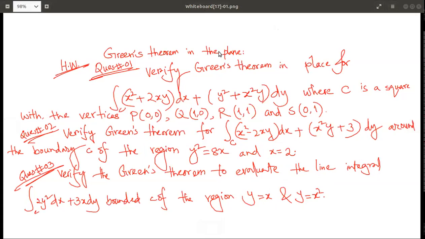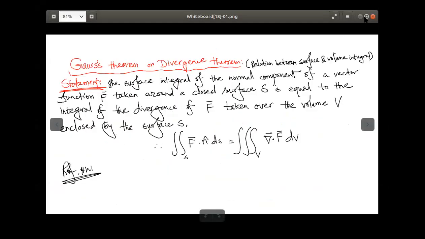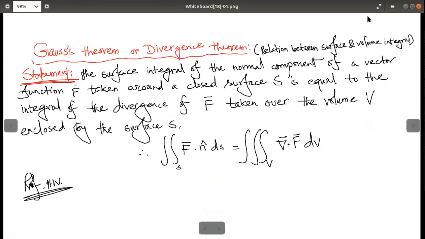So next, we know that we have three theorems: Green's theorem, Gauss theorem, and Stokes theorem. We already discussed Green's theorem in the plane. Now this is our second theorem, the Gauss theorem or divergence theorem. In this case, we discuss just the statement. This is an important statement because we apply it for solving problems.